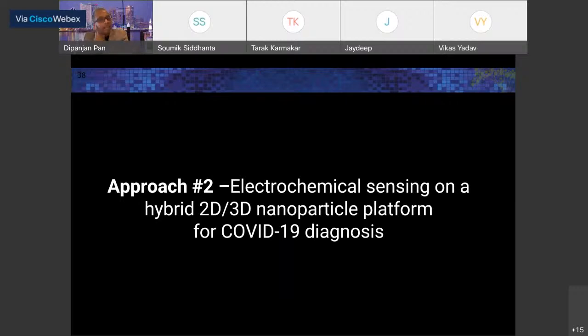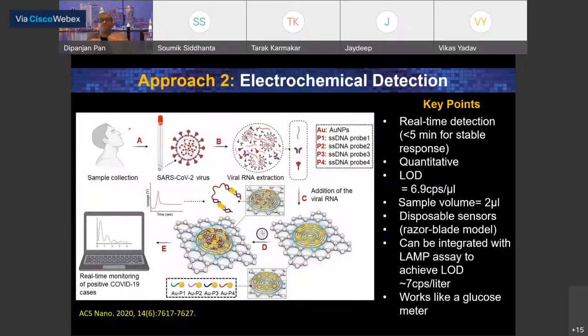In approach two, what we did is the electrochemical sensing, as we were talking about. So this is where we developed a graphene-based sensor. So we have a graphene platelet, which is around 2 nanometer in diameter, and we have the gold particles that are conjugated to the antisense oligos that are immobilized on top of the graphene sensors. And so this 2D and 3D structure kind of gives a beautiful kind of an electrochemical platform.